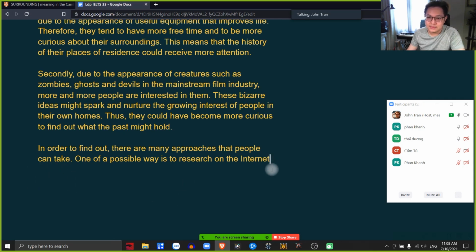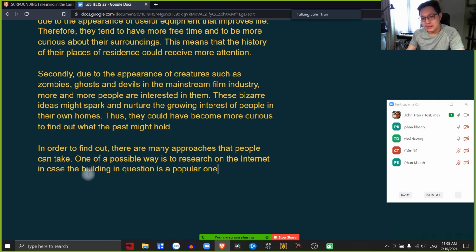Is a method already. Is to research on the internet in case the building in question is a popular one. Một trong những cách có thể là nghiên cứu trên mạng internet trong trường hợp cái tòa nhà mà đang trong dấu chấm hỏi này, in case the building in question, nó là một cái tòa nhà mà được nhiều người biết tới. It's a popular one. The building in question right now is a popular one.